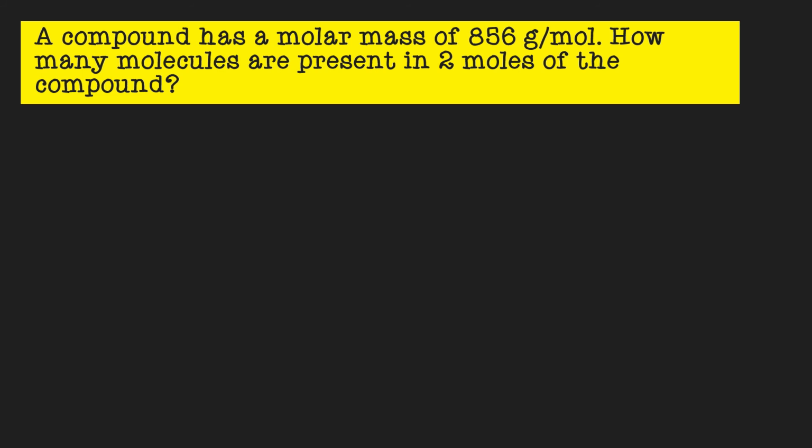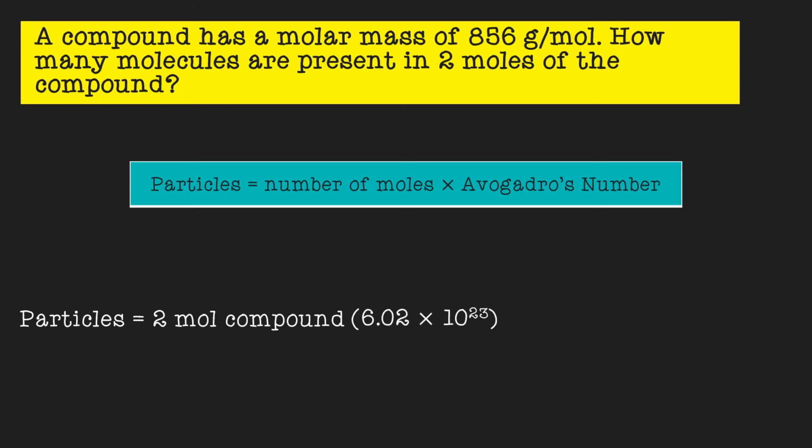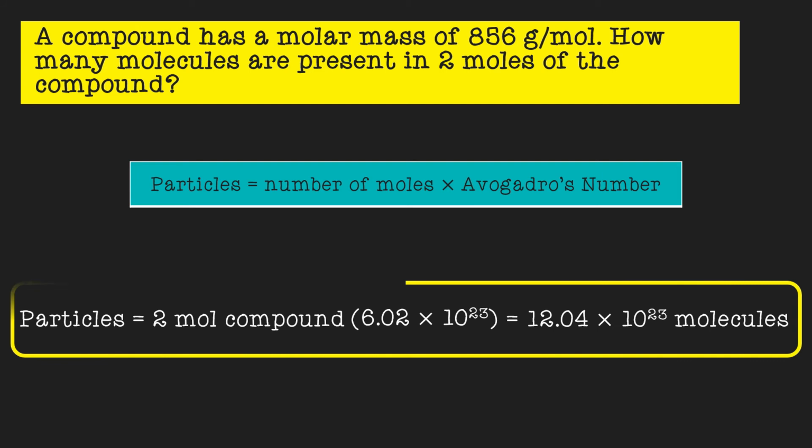To solve this problem, you can use the formula: number of particles is equal to the number of moles times Avogadro's number. Substituting the given variables, the number of particles is equal to 2 moles of the compound times 6.02 times 10 raised to 23, which is equal to 12.04 times 10 raised to 23 molecules.